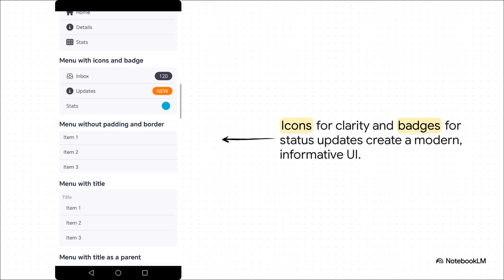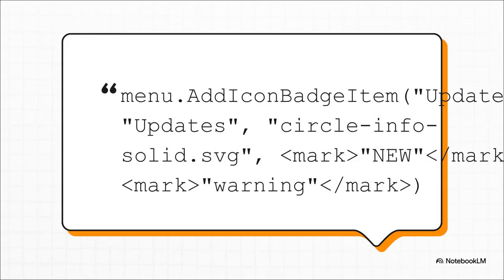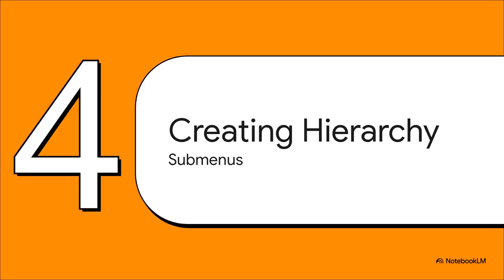This is exactly how you turn a boring old list into a really modern, helpful UI. Now, you might be thinking that has to be a pain to code, right? Well, nope. That really rich Updates item we just saw was created with a single line of code. You just pass in the text, the icon, the badge text, and even a color style like warning. It's just incredibly efficient.